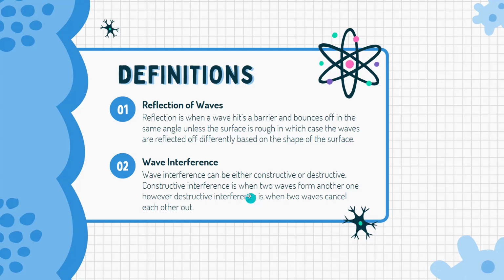Okay. Next, we have wave interference. Wave interference can be either constructive or destructive wave interference. Constructive interference is when two waves form another one. However, destructive interference is when two waves cancel each other out. So think about it as for constructive interference is when two waves form a different one, and destructive interference is when two waves cancel each other out.